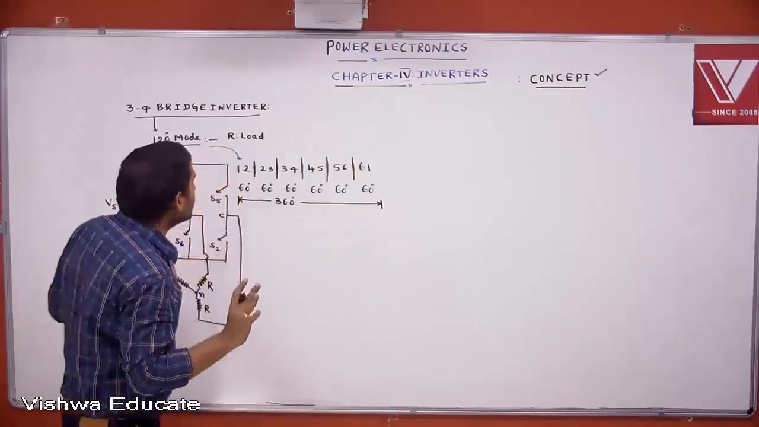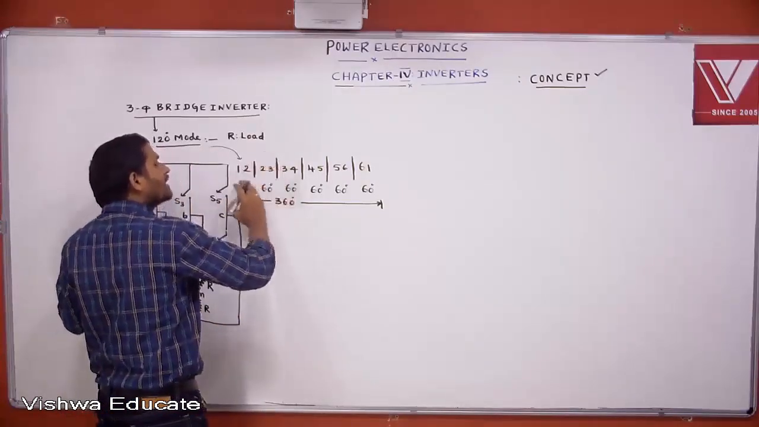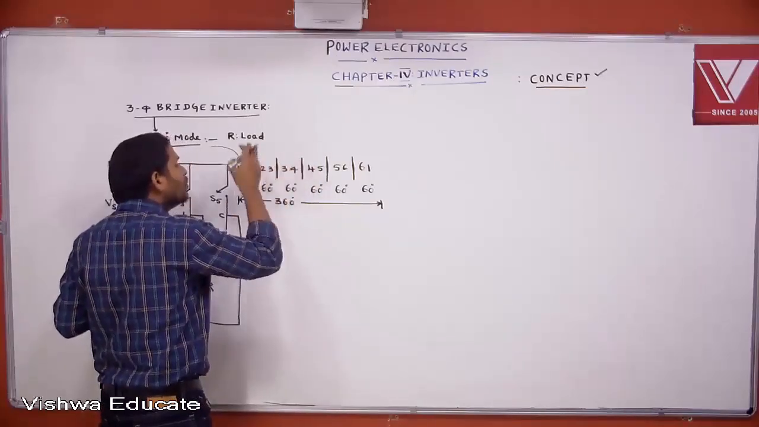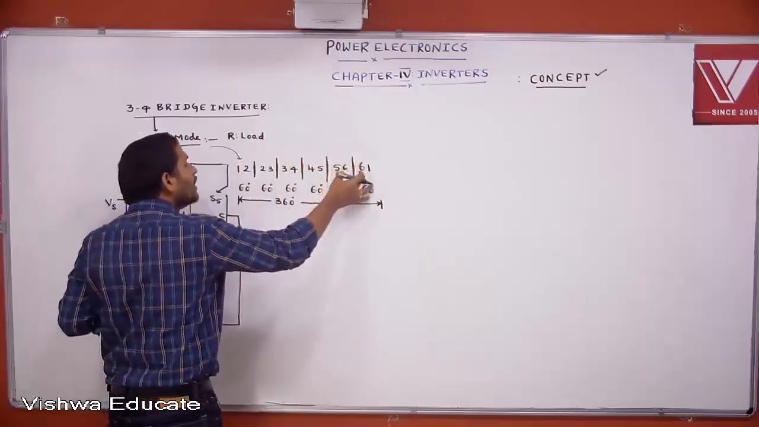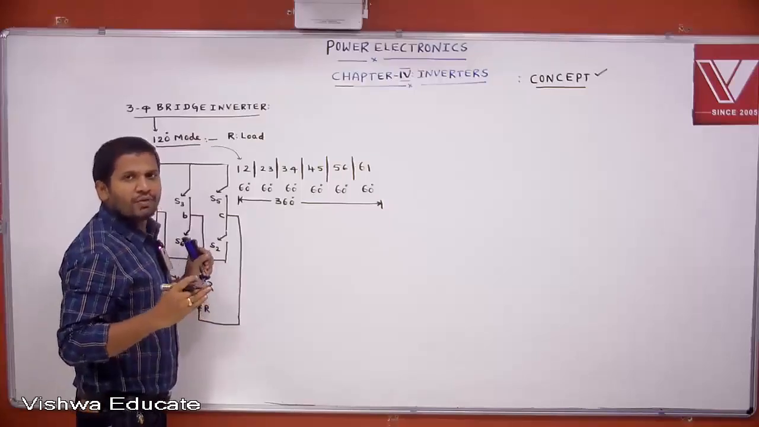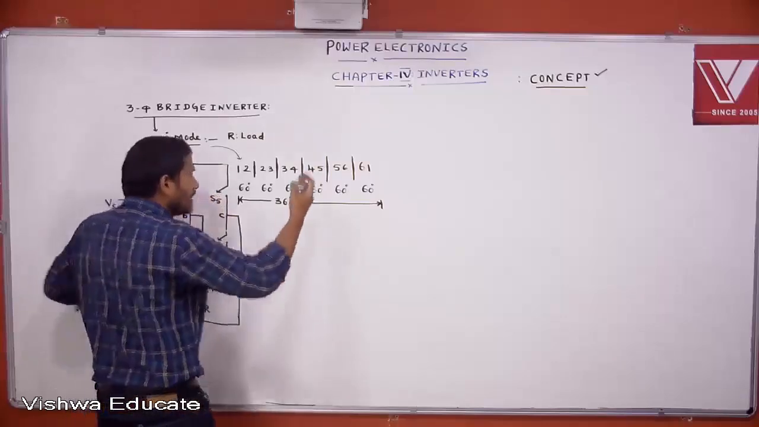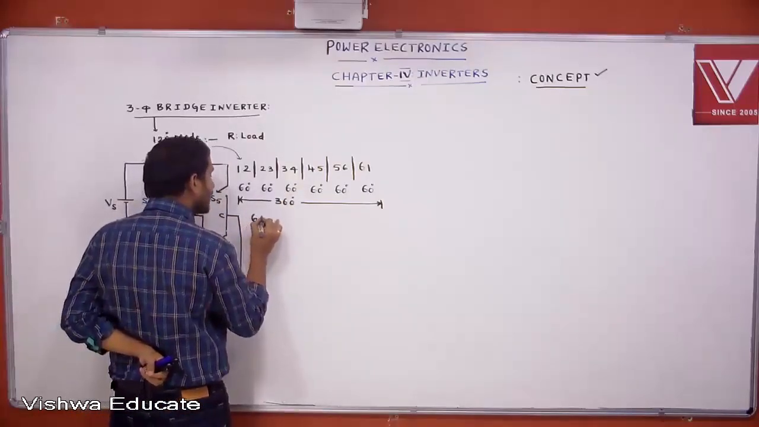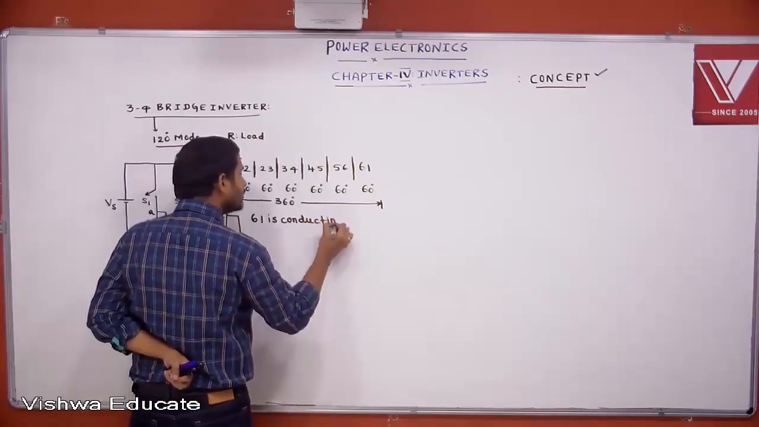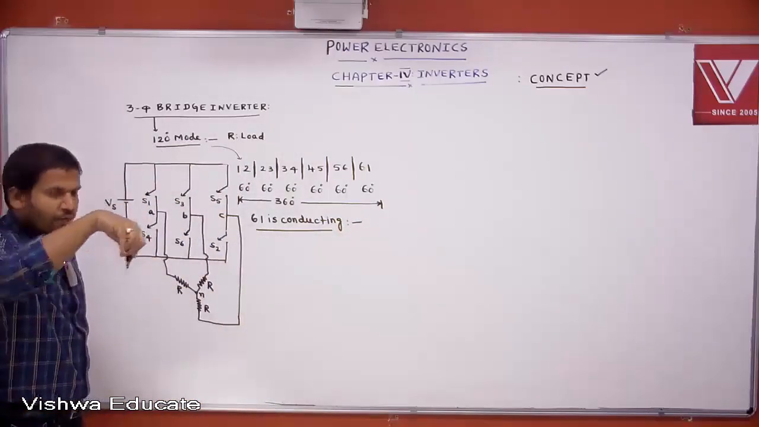Let us assume that we are not drawing the waveforms at the start; we draw them after some devices have conducted. Let us assume that 1, 2, 2, 3, 3, 4 have already conducted. Let us assume that now 6, 1 is conducting. If 6, 1 is conducting, what is the phase voltage and what is the line voltage? Once you can calculate the phase voltage, calculation of line voltages is very easy. First you tell me, if 6, 1 is conducting, then calculate the phase voltage and the line voltage.